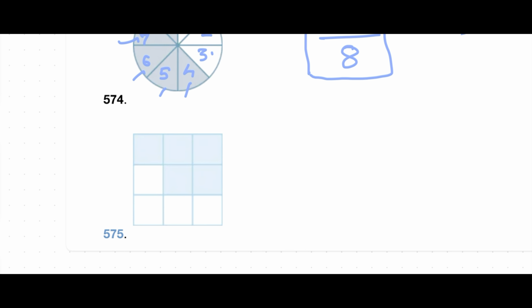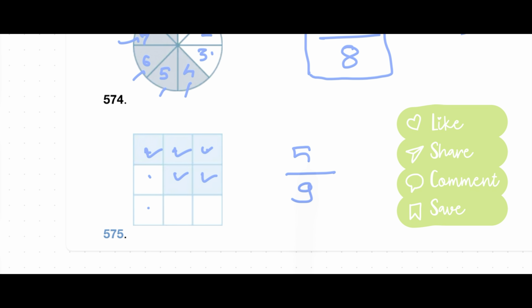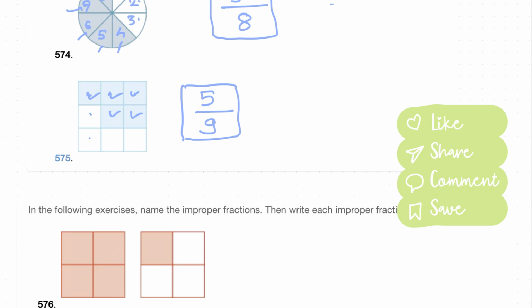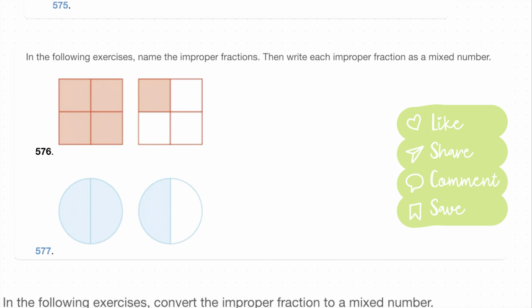Now moving on to the next question. Same, how many parts are there? We will just see how many parts are there. As you can see, there are 9 parts, 1 2 3 and 1 2 3. So 3 3s are 9 parts. How many are shaded? 1 2 3 4 5. So 5 parts out of 9 are shaded. So that is our answer. I hope it was very simple for you also, right? So moving on to the next question.